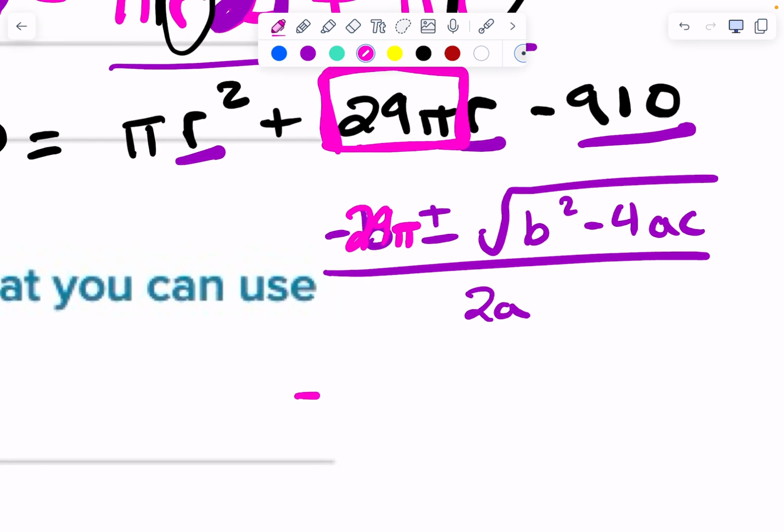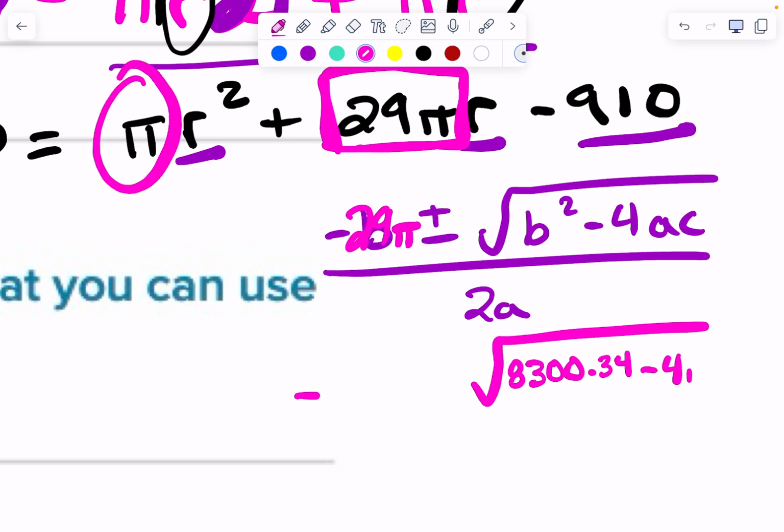You get a calculator on the ACT? Yes. How good of a. What is 29 times pi? 8,300.337.